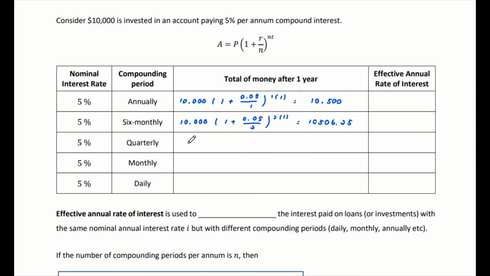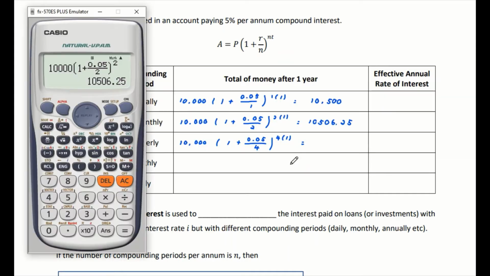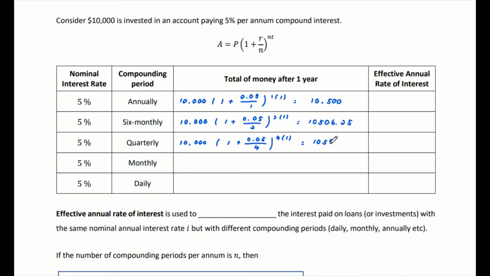So same thing, let's move on to the next one. We have 10,000 as principal. So 1 plus 0.05, and then quarterly is 4 times per year, right? We are looking at 1 year, so 4 times 1. Same thing, let's look at our calculator here. So we change this to 4, and then power 4 also. As a result, you can see that we get 10,509.45. Again, although it's a small difference, you can see it increases as well, for the same reason: now you compound 4 times already.